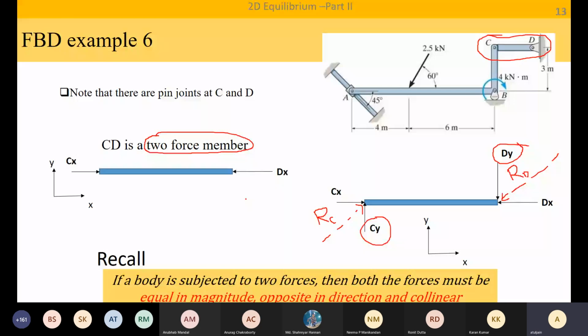Okay. Yes, everybody understands why CD is a two force member, why CY is 0, why DY is 0, or should I explain again? Sir, you explain again.